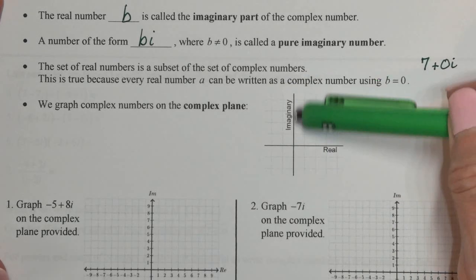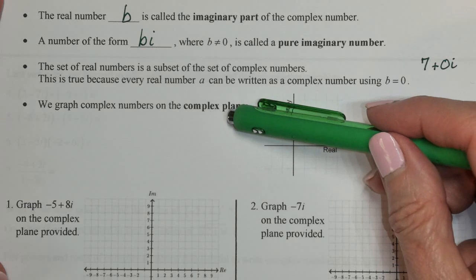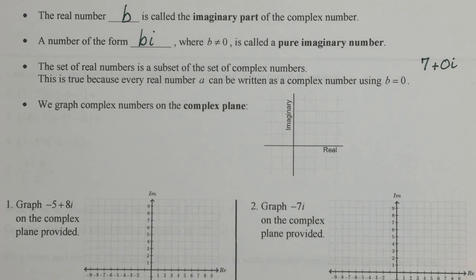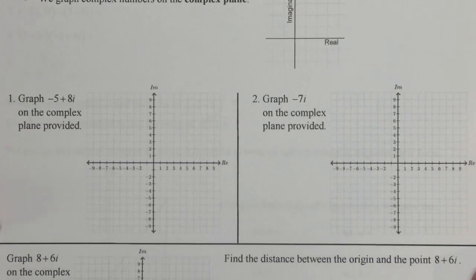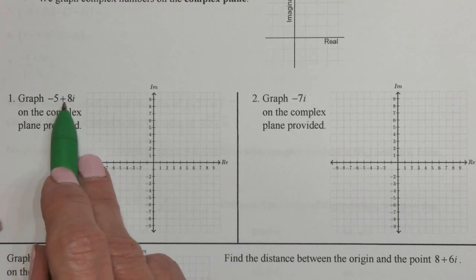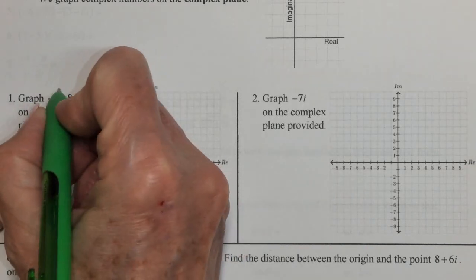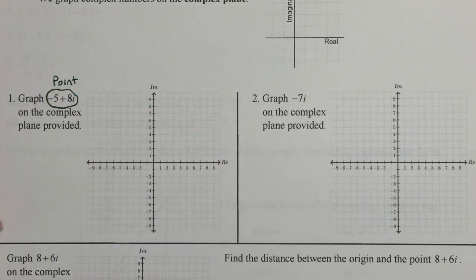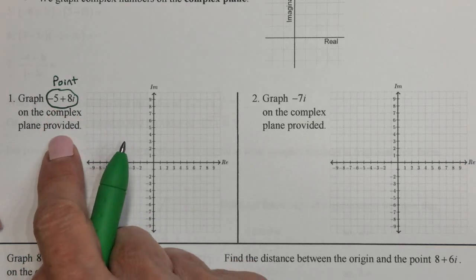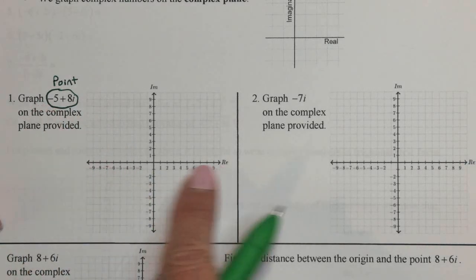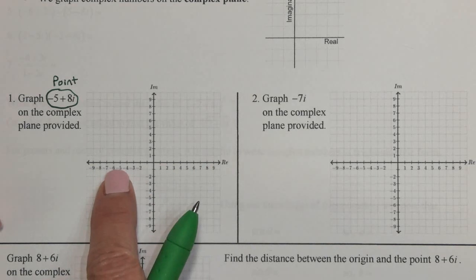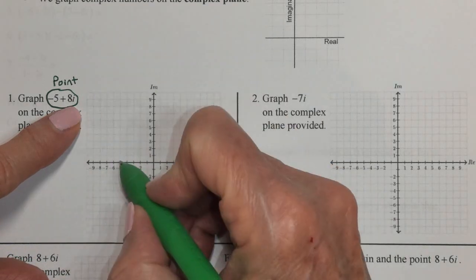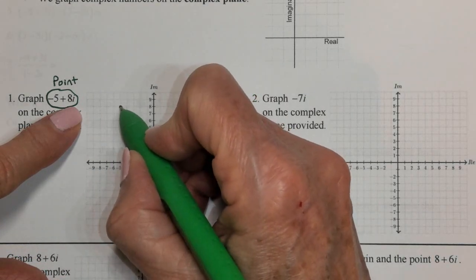The y-axis is the imaginary axis in the complex plane. The x-axis is the real axis. So let's do a couple of these. We want to graph -5 plus 8i. That is just a point, just like the point (3, 4) is a point. This is a point on the complex plane. We go -5 on the real axis, and then positive 8i on the imaginary axis. So -5 plus 8i would be right here.